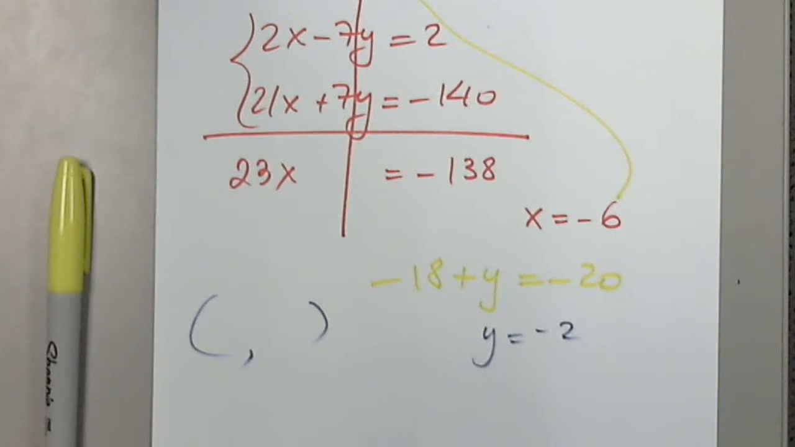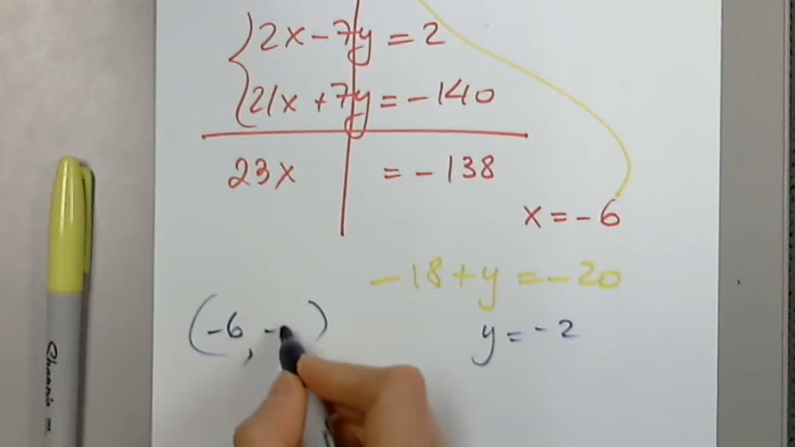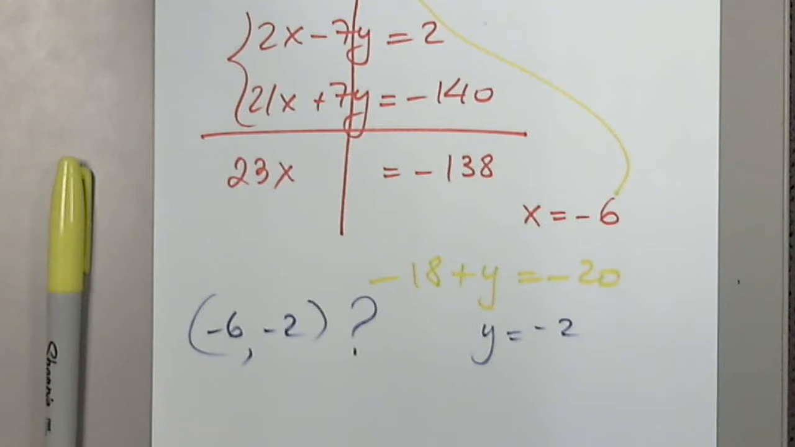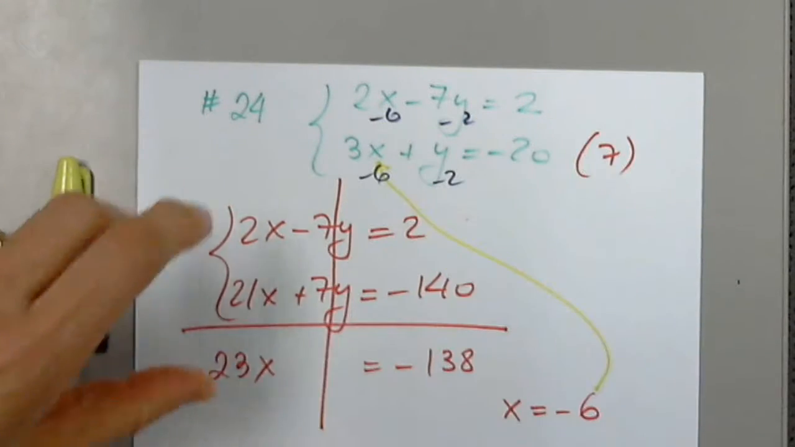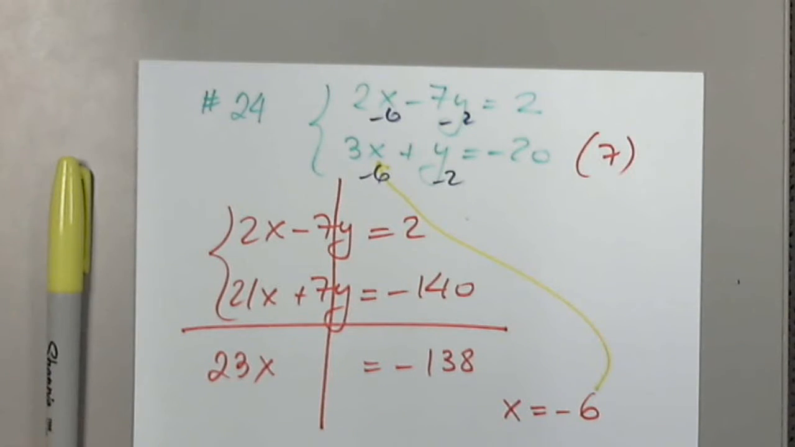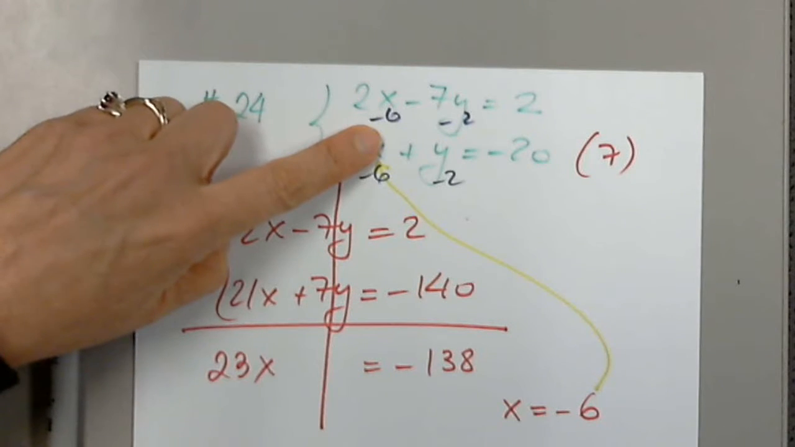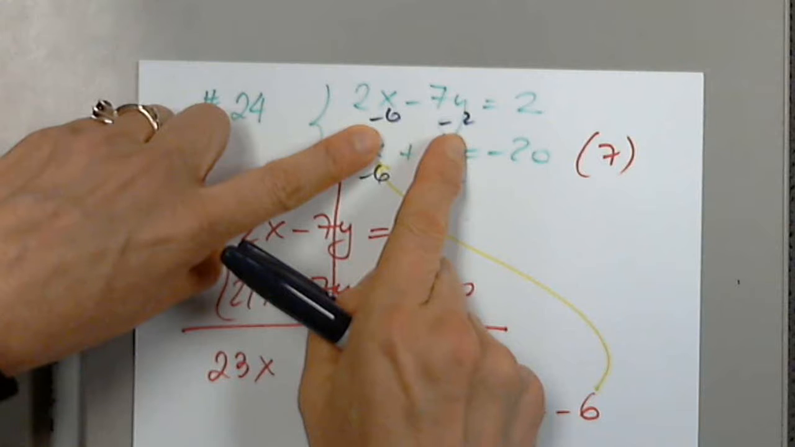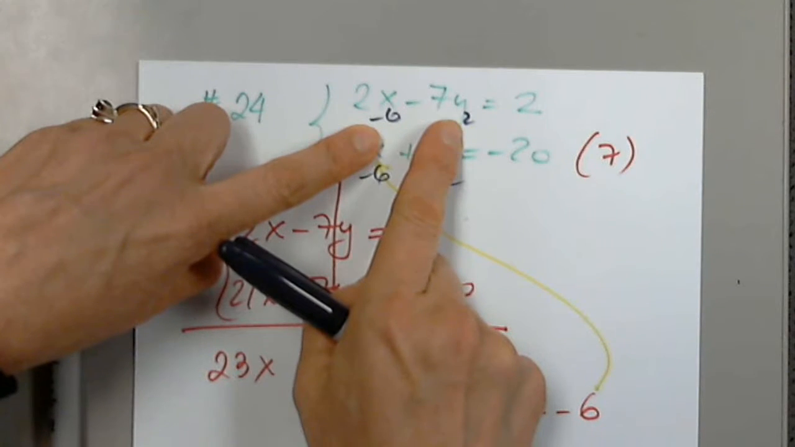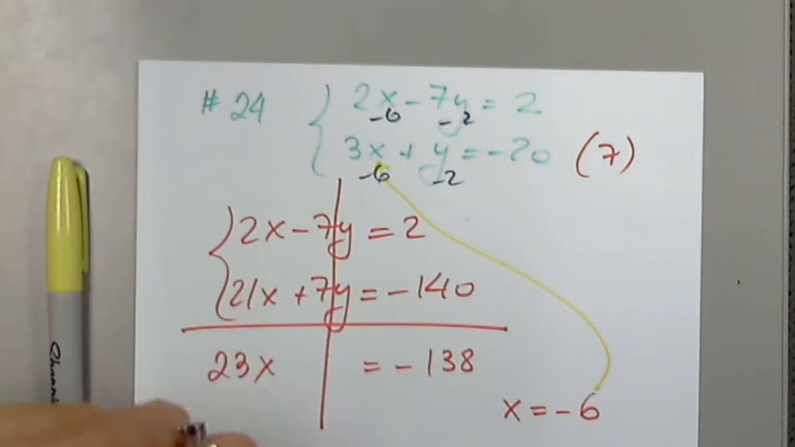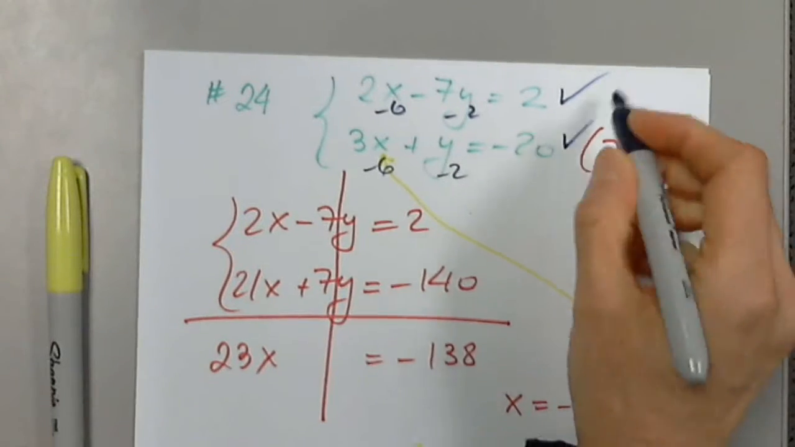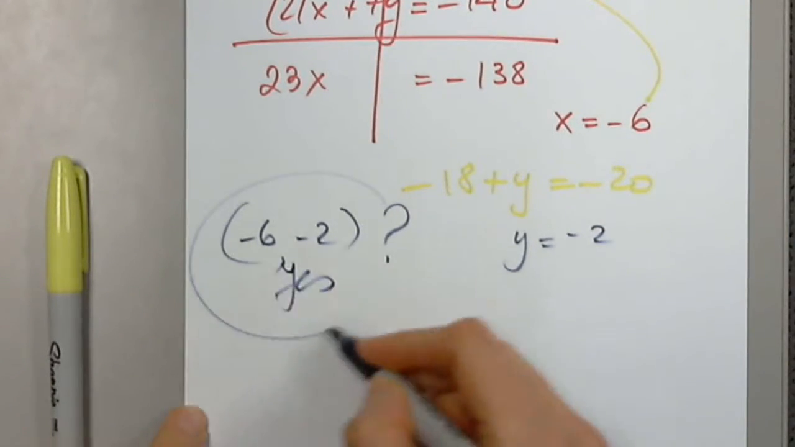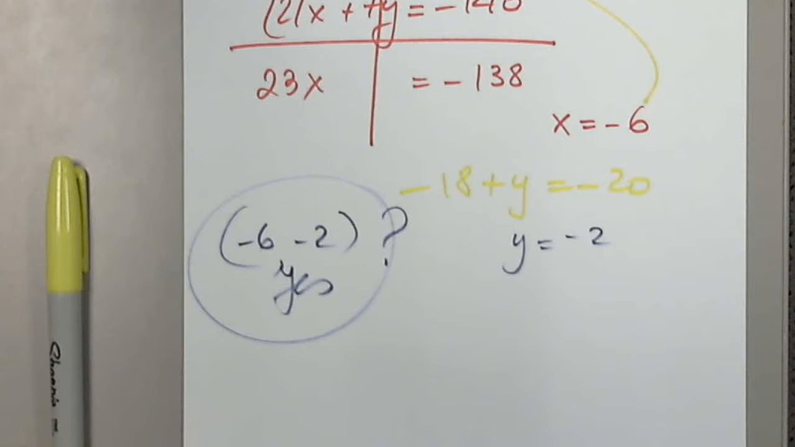So what is the apparent solution? I don't know, don't trust it. Negative 6, negative 2, it comes with a question mark. I haven't tested, I have to go back now. So negative 6, negative 2. Ready? 2 times negative 6, negative 12. Negative 7 times negative 2, positive 14. Negative 12 plus 14 is 2, yes, indeed. And negative 18 minus 2, negative 20, yes. So I know for sure that this is a yes. And no one can find another solution.